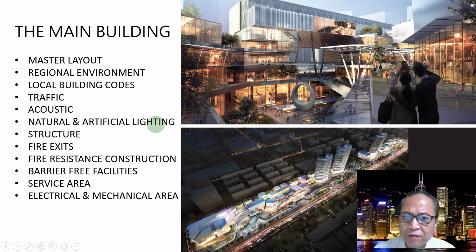Natural and artificial lighting. Structure mostly concerns the span of the interior or the construction, maybe in concrete or structural steel. The fire resistance construction, barrier-free facility, this is concerning handicapped people. Service area, this is the back of the house, concerning sanitary or storage, etc. And then the E&M equipment area.